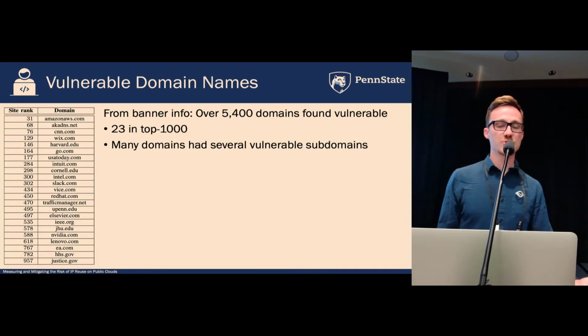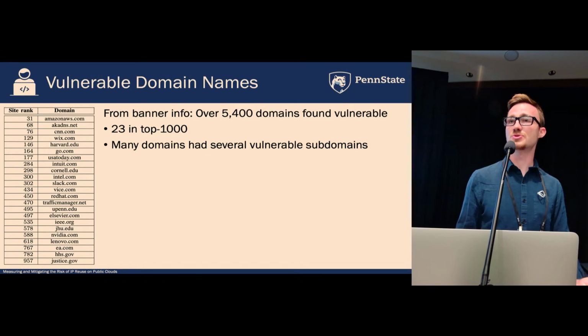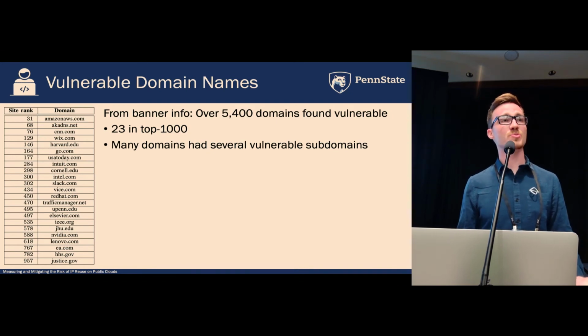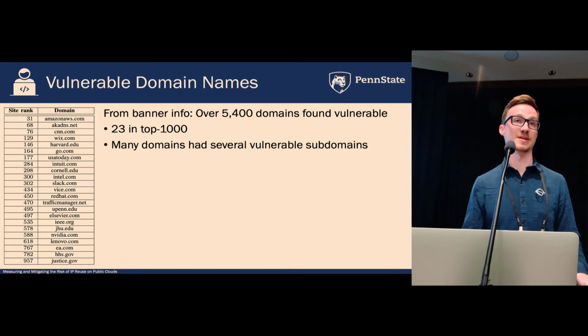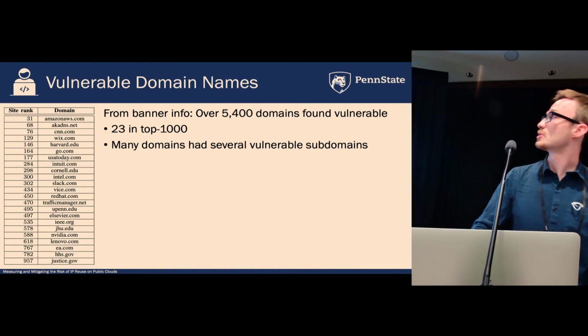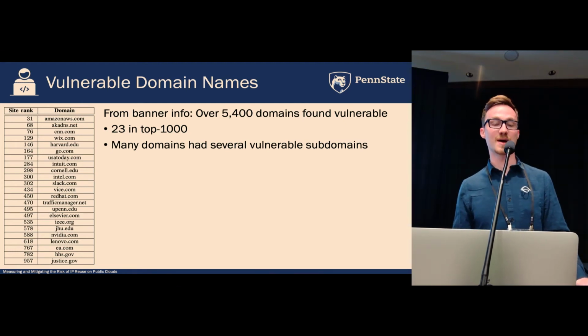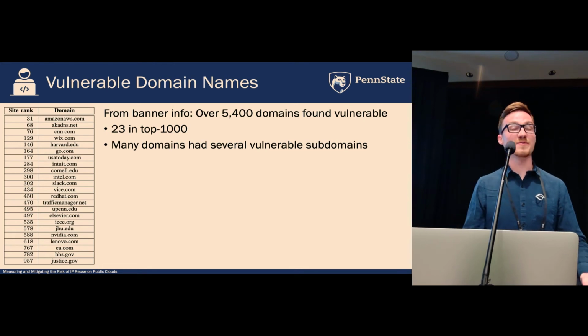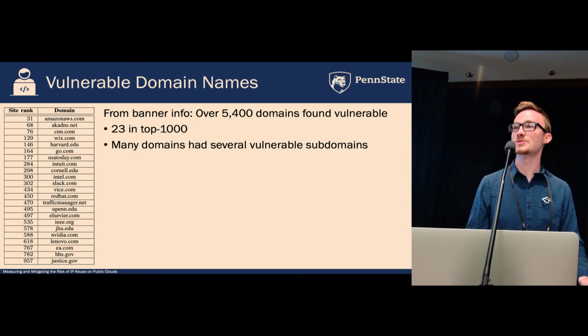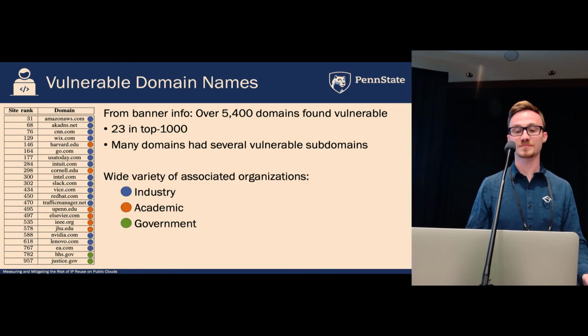Finally, we'd like to attribute vulnerabilities to organizations using the domain name system. To do this, we pulled banner information from requests that identified it, such as HTTP or TLS traffic. As a result, we found over 5,400 vulnerable domains, including 23 top 1,000 websites. In many cases, these domains had several or even over 100 vulnerable subdomains, showing that the problem is both broad and deep across these organizations.